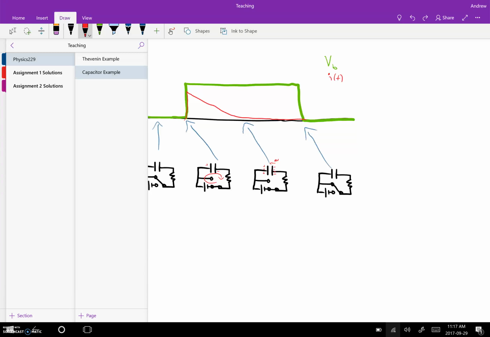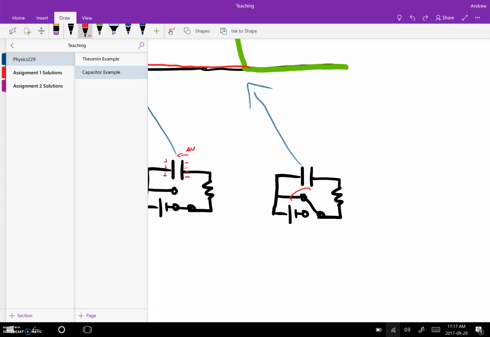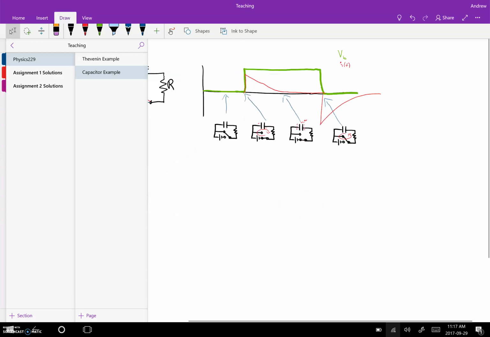It only has a resistor and a capacitor, no sources. But now we have this fully charged capacitor here, which is equivalent to a battery facing the other way, and it's going to push current back as these charges redistribute themselves, and it'll just look opposite. So that's what the current is actually going to look like.